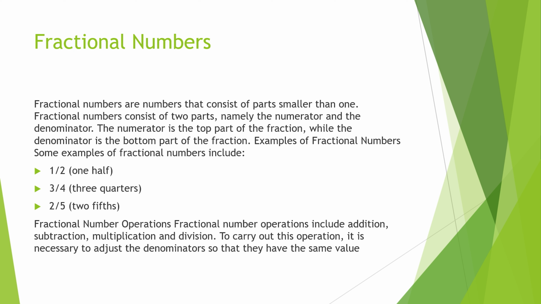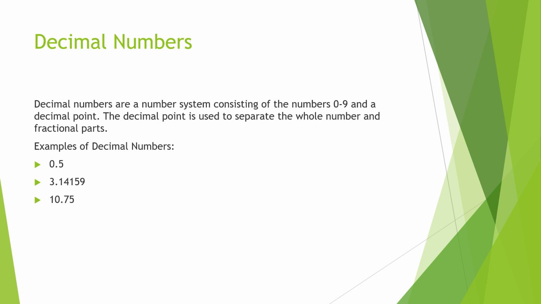Fractional number operations include addition, subtraction, multiplication, and division. To carry out these operations, it is necessary to adjust the denominators so that they have the same value. Decimal numbers. Decimal numbers are a number system consisting of the numbers 0 to 9 and a decimal point. The decimal point is used to separate the whole number and fractional parts.